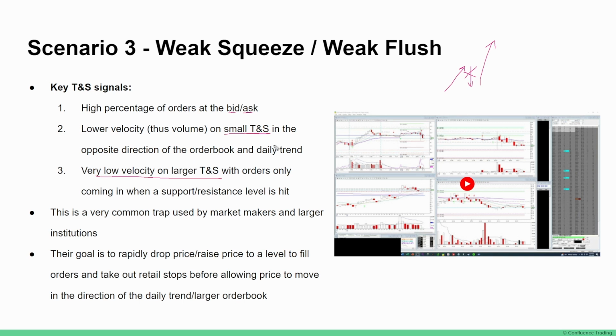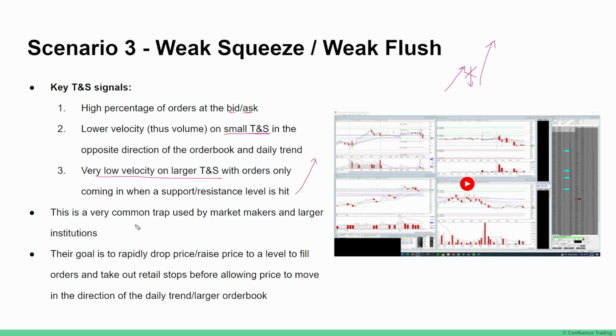Once again, you're seeing this in kind of the opposite direction of where everything else tells you we should be going. And so on the larger time and sales, you'll see either no participation or you'll only see participation when we have a support or resistance level hit that we can then use to push price higher.